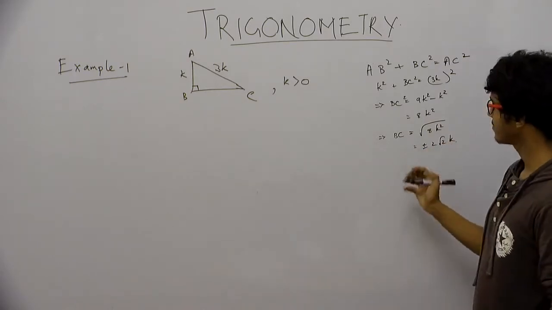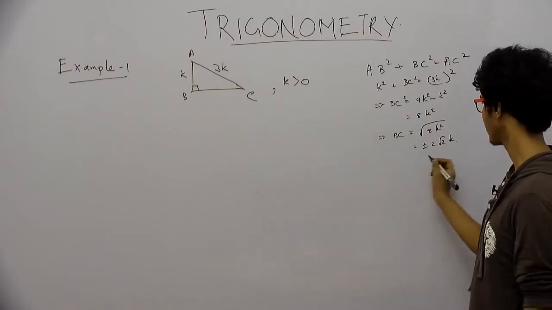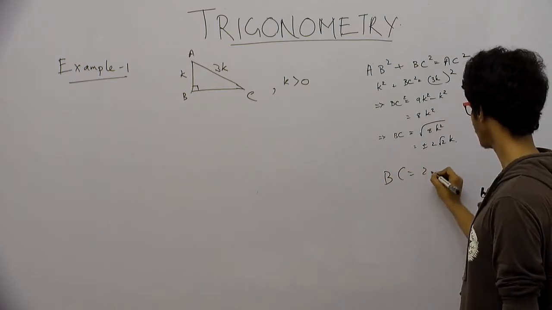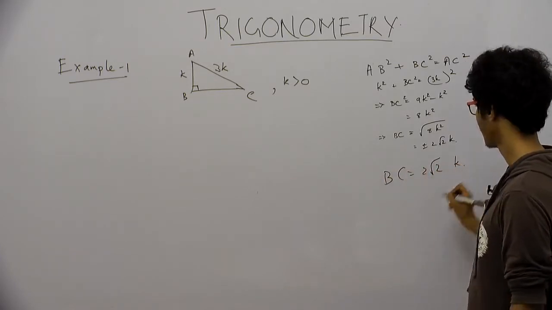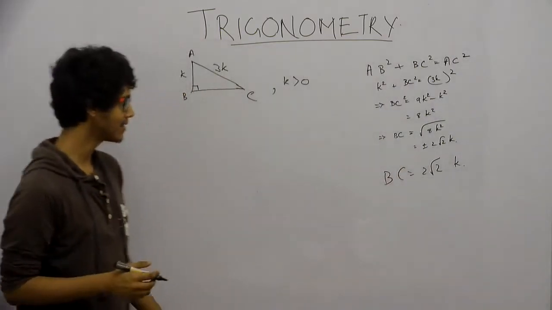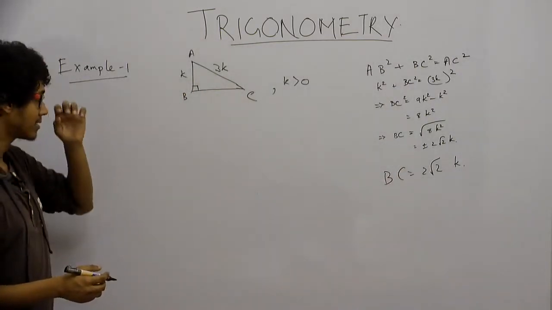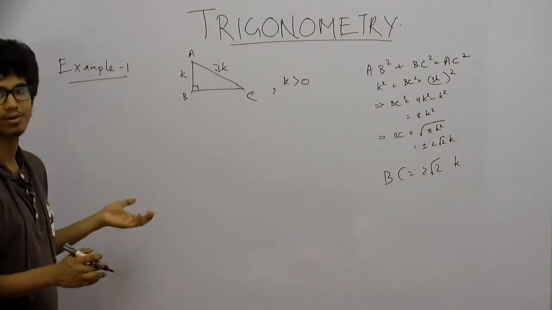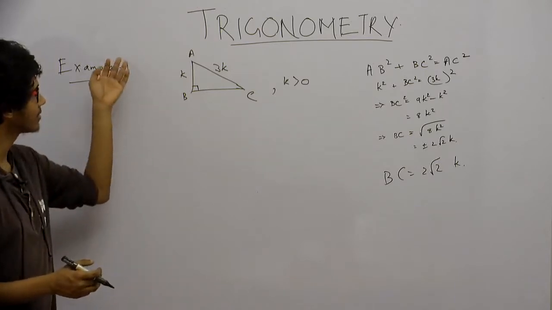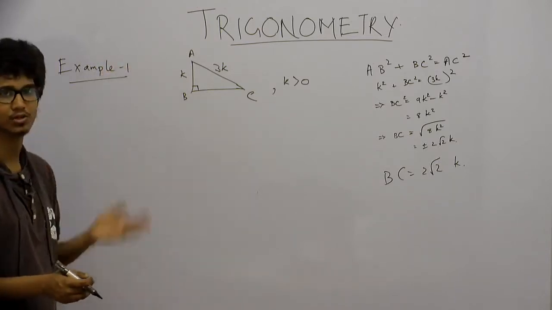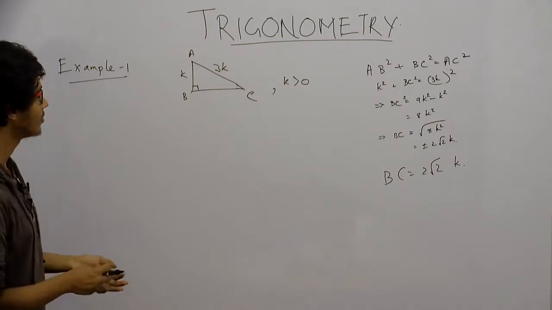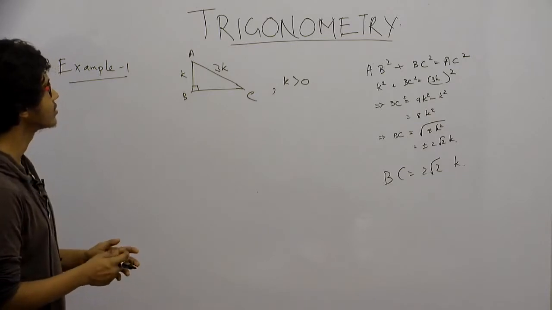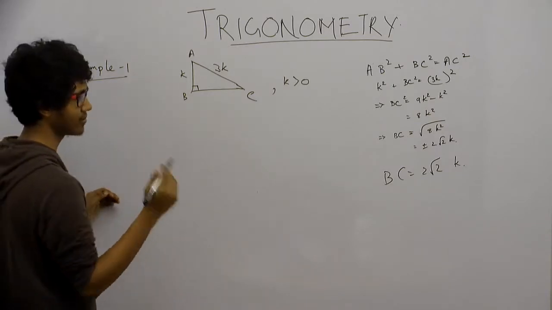Now obviously, since BC is the length of a side of the triangle, it cannot be negative, so we eliminate that and we get the length of BC as 2 root 2k. Now we see that these are indefinite dimensions, but since k can be an arbitrary number, even if we assume it to be 1 or 1000, it just makes the length bigger, the angles don't change, so the trigonometric ratios don't change. Now we know the length of all the sides in terms of a ratio of k, so we can find all the angles, all the trigonometric ratios.